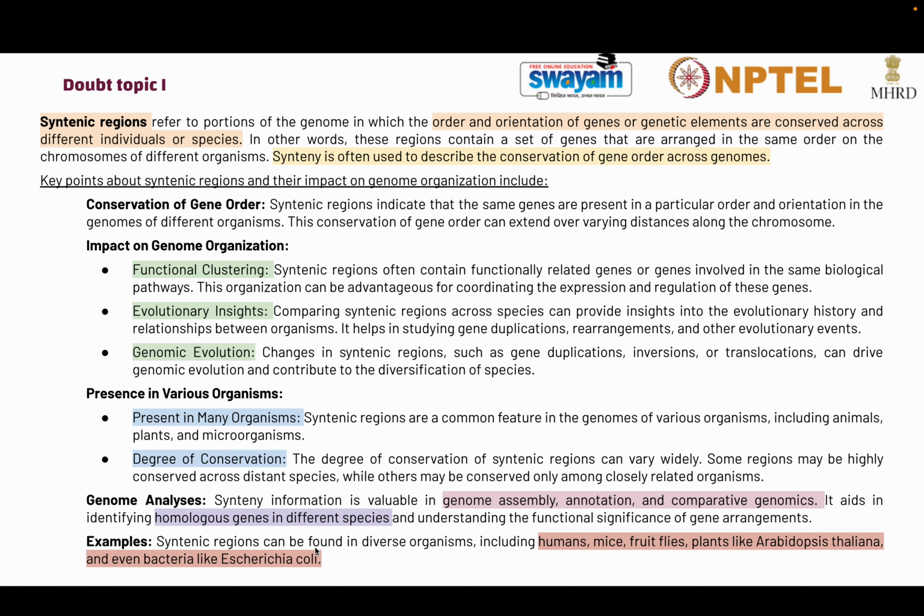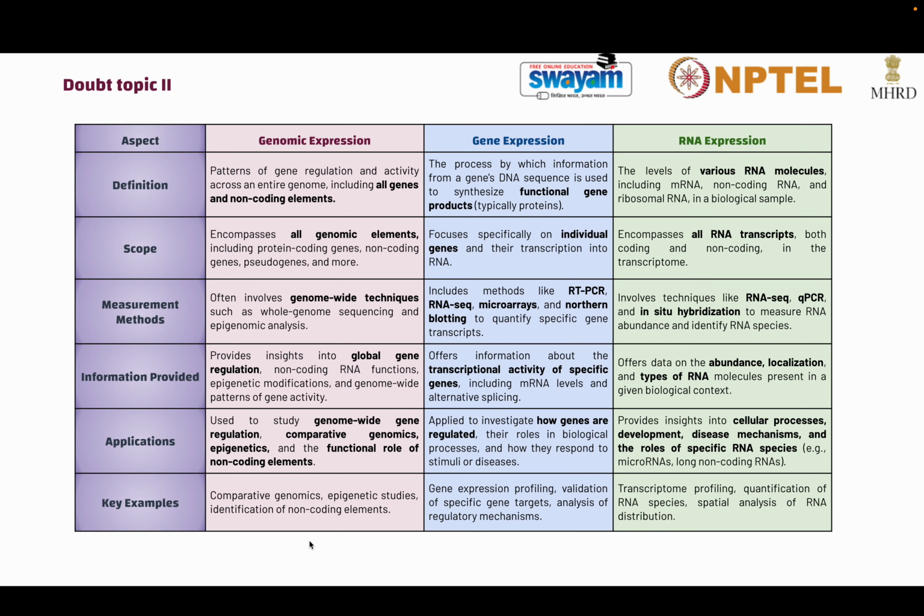And examples of these syntenic regions are the human, mice, fruit flies, plants like Arabidopsis thaliana, or even bacteria like Escherichia coli. They all contain the syntenic regions.